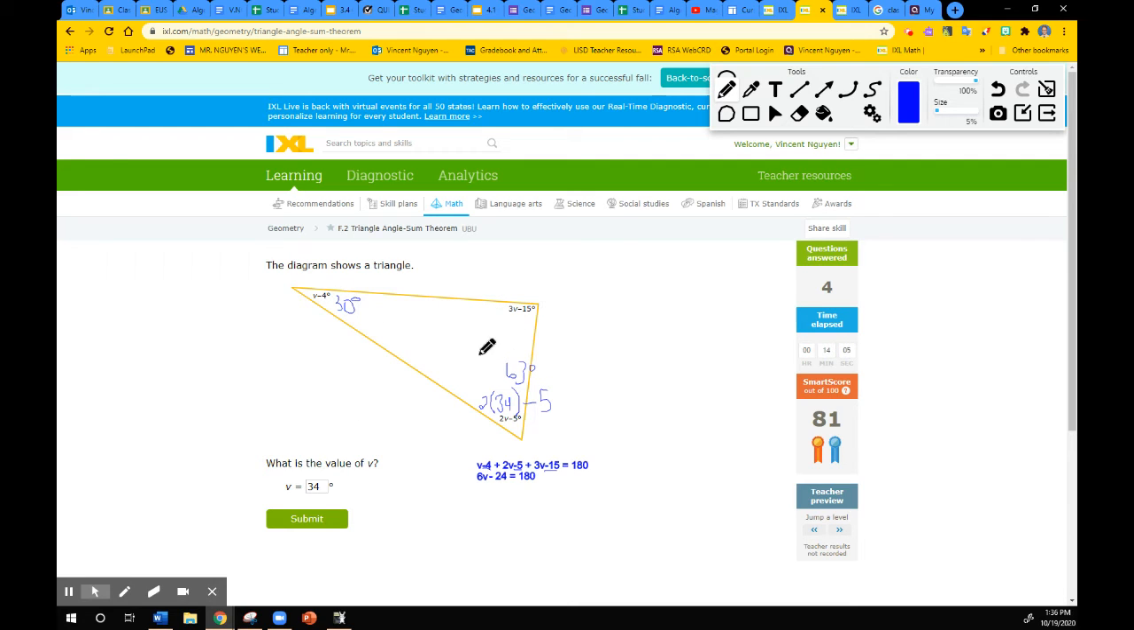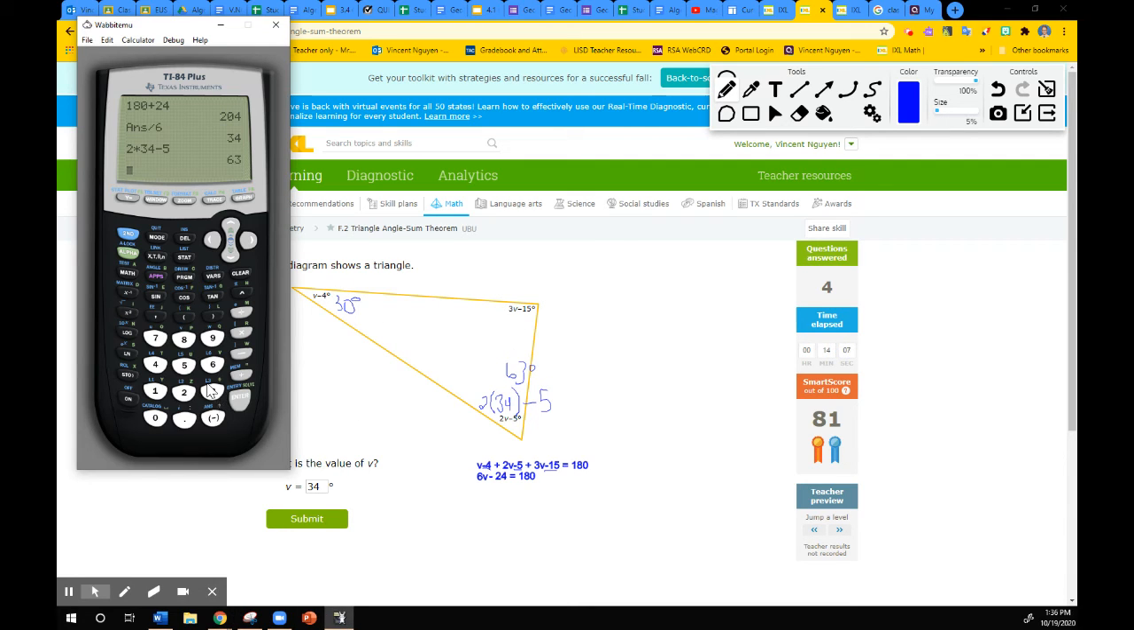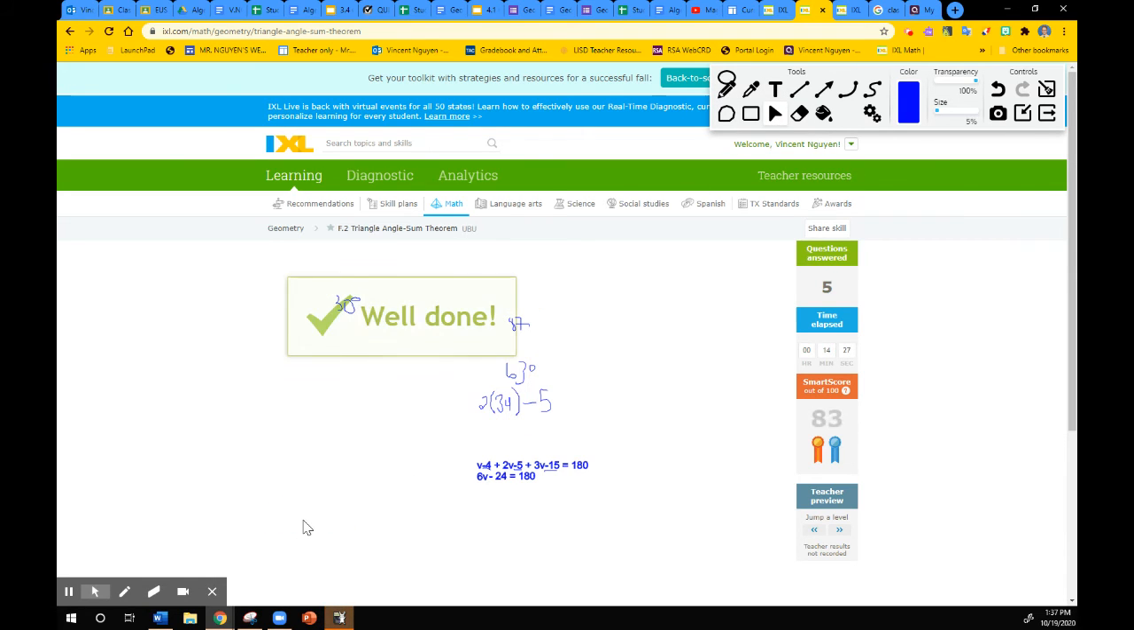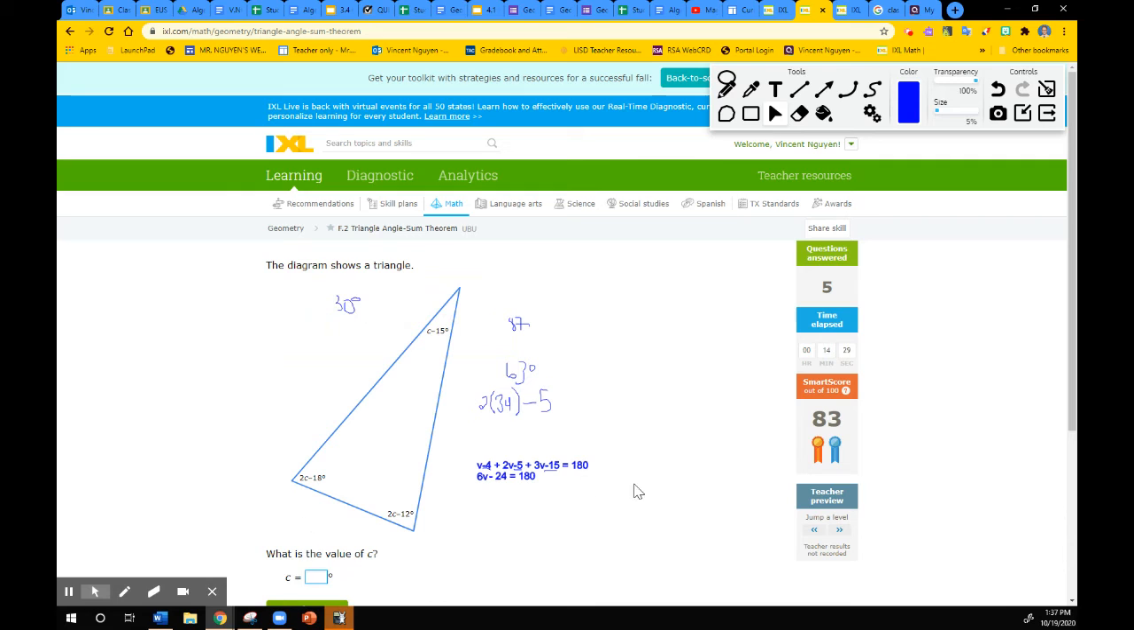And then you could use whatever. You can substitute 34 in. That's probably faster if I have a calculator. 3 times 34 minus 15. That gives me 87. Okay, and you can also check all three of these angles should add up to equal 180 degrees. So anyway, that's how you find the angles if they ask you for the angle. So, all right, we're going to submit this one, and then we're going to go to the next activity, which is the last one.